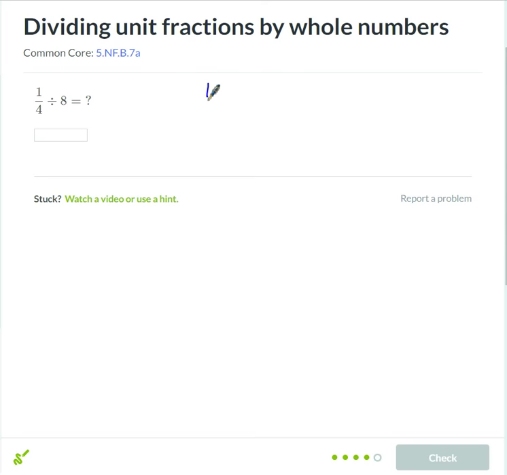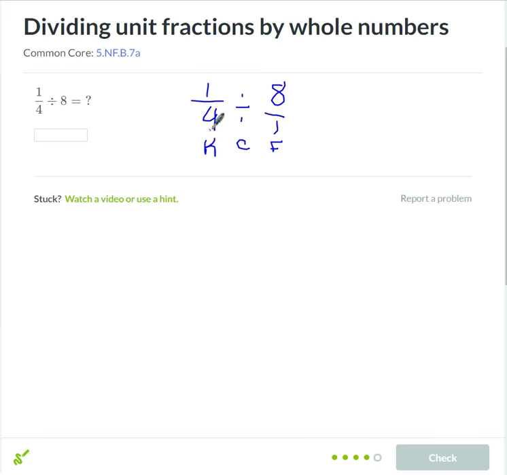I'll rewrite the problem. So 1/4 is being divided by 8. The first thing that we do is we take the whole number, which is 8, and we put it over 1. Now it's a fraction. So now you're really just dividing a fraction by a fraction. So how do you divide fractions? Well, you use something called keep, change, flip, KCF.